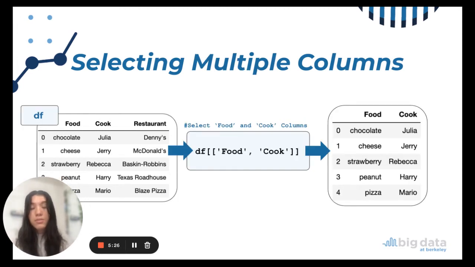We can also select multiple columns. To do this, we are going to create a new data frame with just those columns. Selecting multiple columns is very similar to selecting a single column using double brackets. Using double brackets, we select the food and cook columns, which are the columns that we want, which results in a data frame with only the food and cook columns.